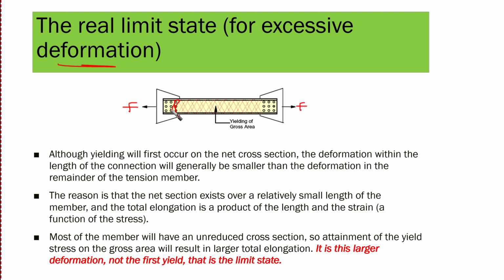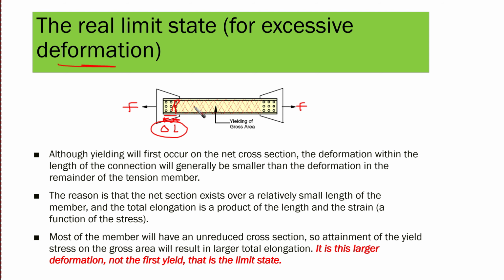But actually what we are interested in is the excessive deformation. This means that if there would be a kind of yield at this connection length, we are going to accept it. Why are we going to accept this yielding here? Because its length is very small. And the deformation that is going to take place due to the yielding of this connection area is going to be small. Delta L is going to be very small if yielding of the net area is reached.